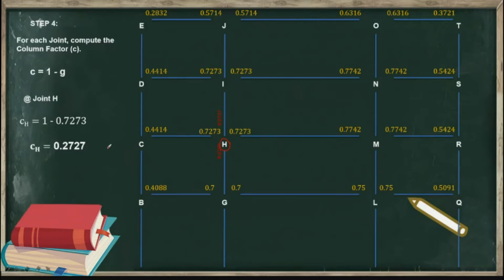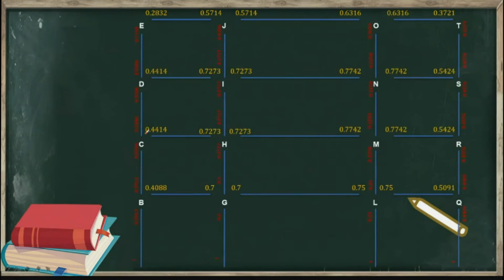So, gagawin natin ulit ito sa lahat pa ng iba pang mga joints para sa mga column factors natin. So, ito na yung mga red values natin, yun yung mga na-compute na column factor for each column member. And kung napapansin nyo, dito sa baba, we have a value of 1 dahil assume natin ito dahil naka-fixed support tayo. So, yung column factor natin dito in every fixed support is equal to 1.